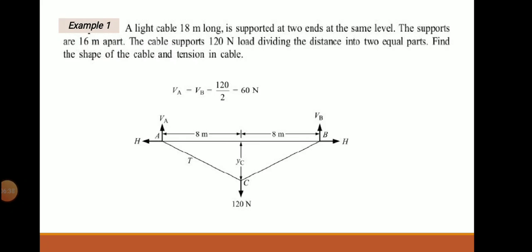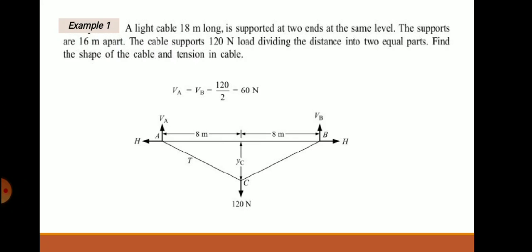Example 1. A light cable 18 meter long is supported at two ends at the same level. The supports are 16 meter apart. The cable supports a 120 Newton load dividing the distance into two equal parts. So you can see here the 120 Newton load is there. It's a point load which divides the cable into two equal parts. Find the shape of the cable and tension in the cable.